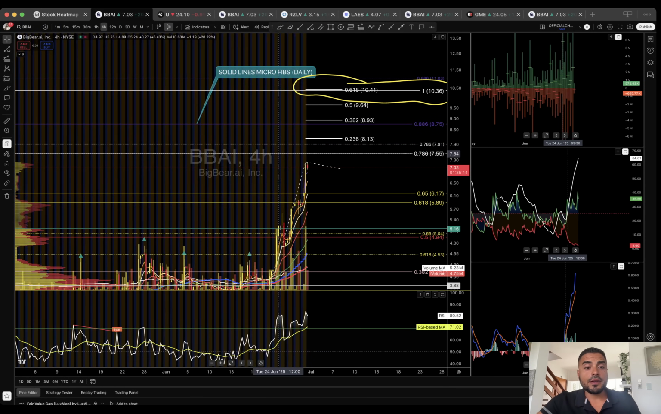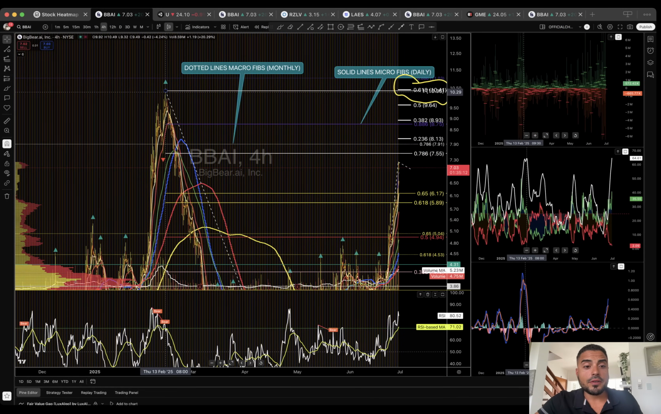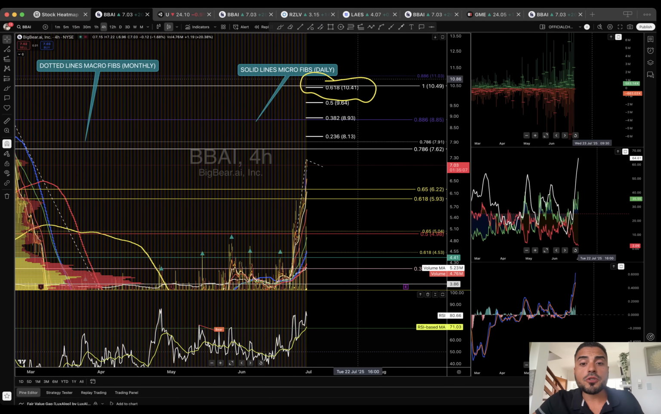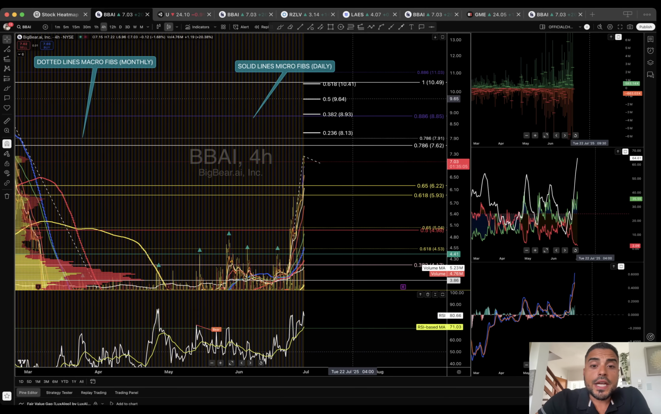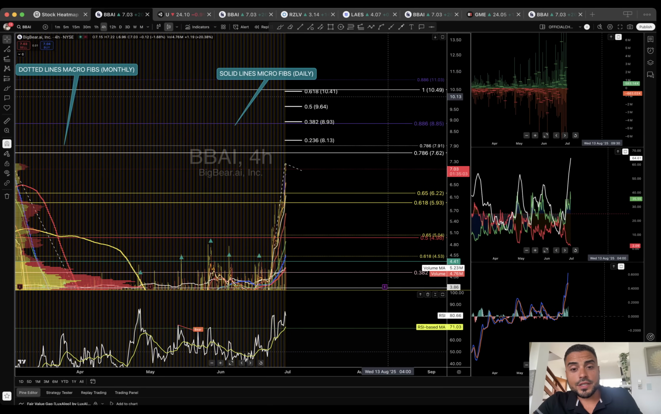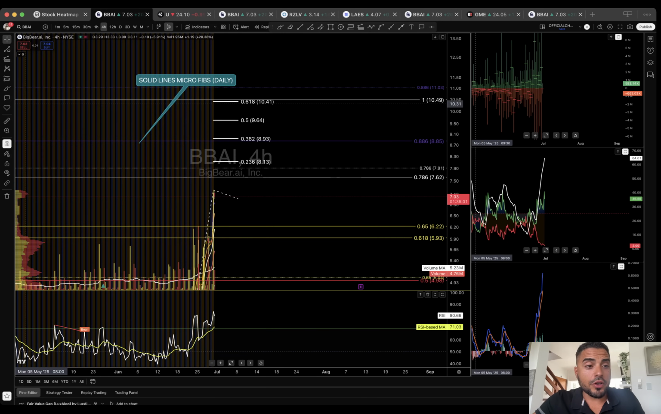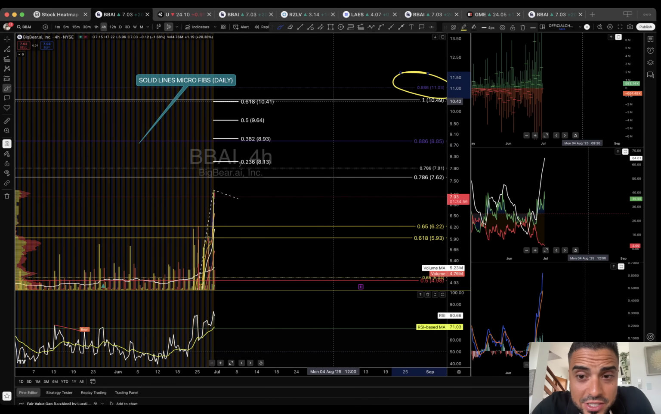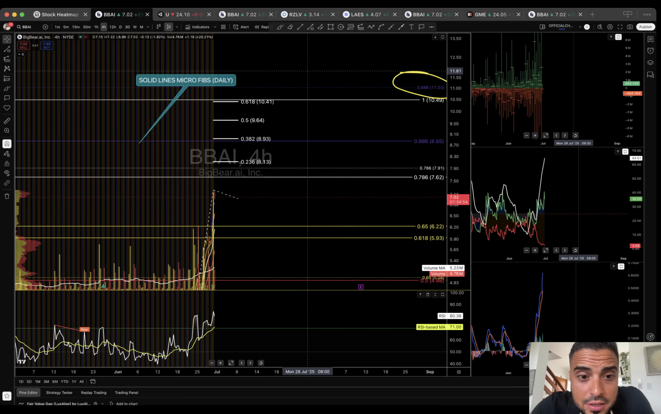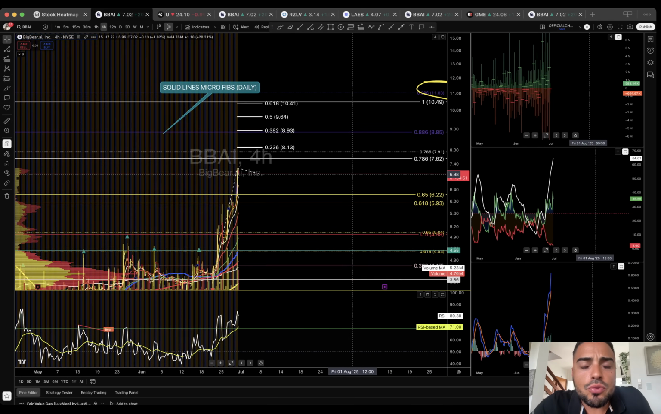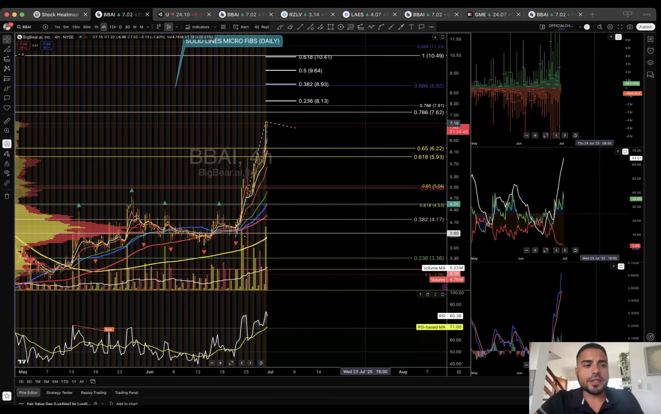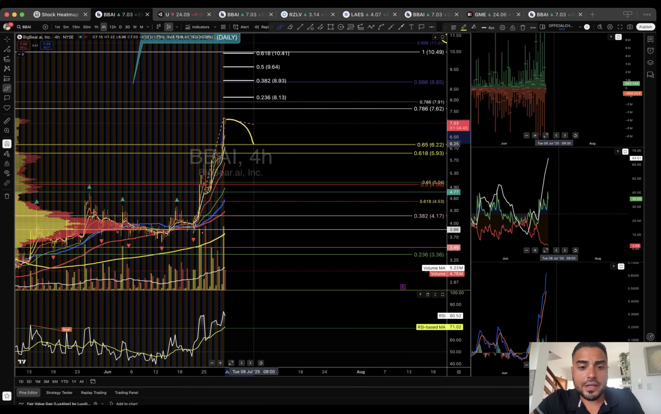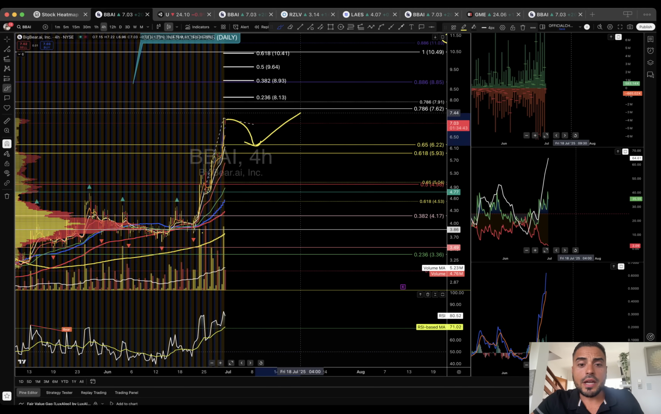BBAI can come back to prior highs, $10. It is very much plausible that BBAI can hit $10.49. Your ultimate resistance will be that 886 macro fib level. That's on the monthly. BBAI can get really special, but it does need to come back, get some exhaustion in. If we do have it, come back here, at least in terms of the micro, and make another leg up.